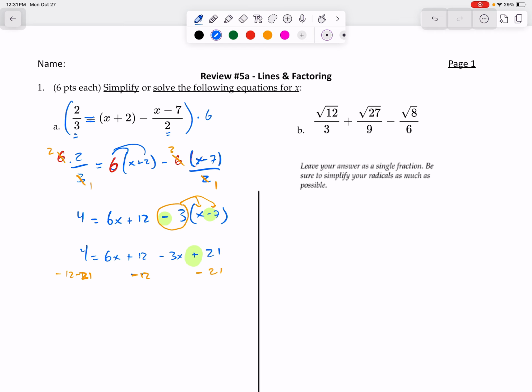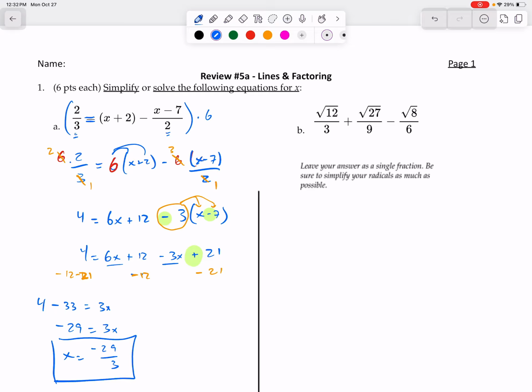And I will get 4 minus 33 equals, and then we got 6x and minus 3x, so 3x. So negative 29 equals 3x, x equals negative 29 over 3. And we're done.